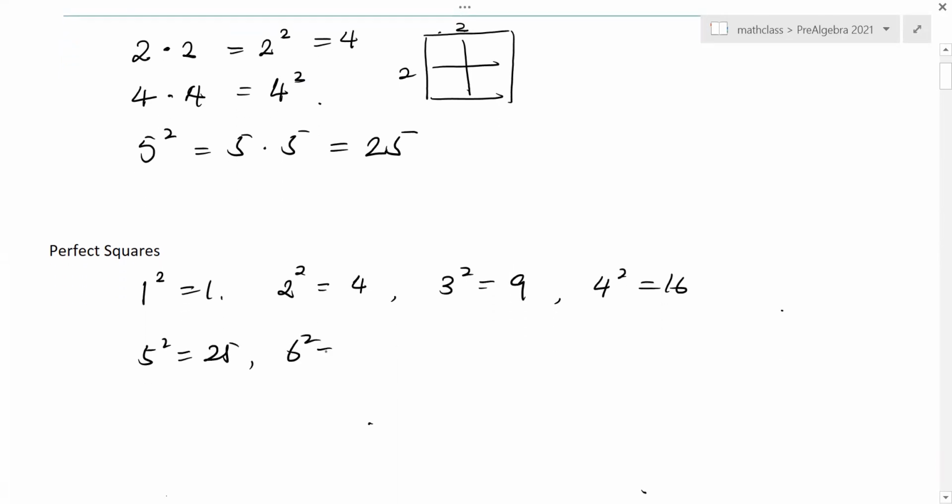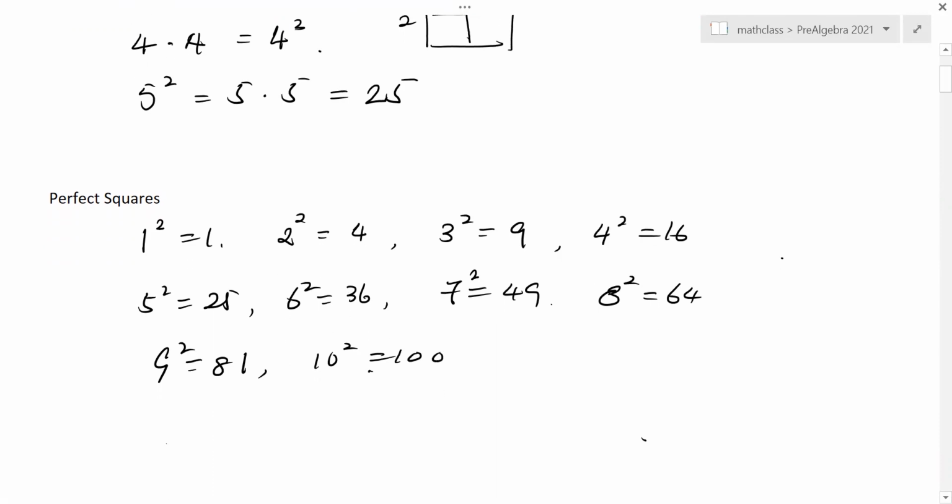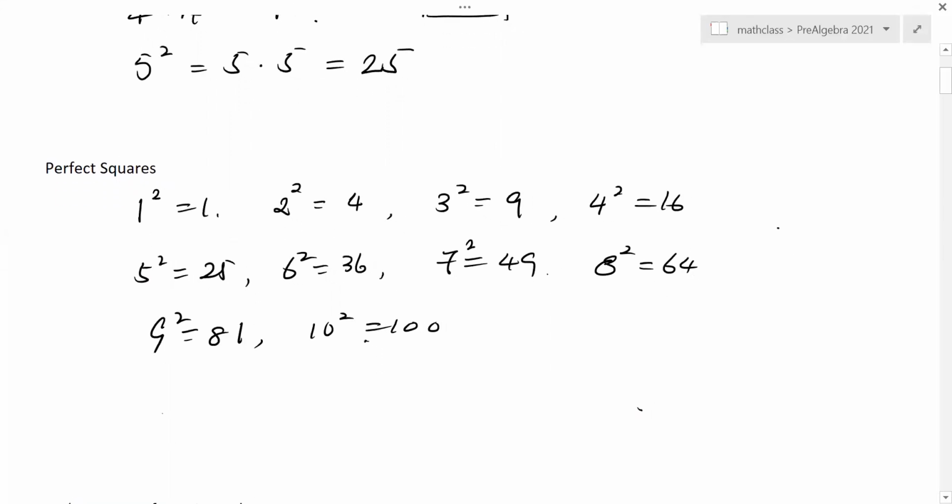So then 6 square, let's list all of them which are less than 100: 36, 7 square is 49, 8 square equals 64, 9 square is 81, and 10 square is 100. Let's stop here. Some of you also memorize 11 square, 12 square, 13 square. Those are very special squares, which we call perfect squares.